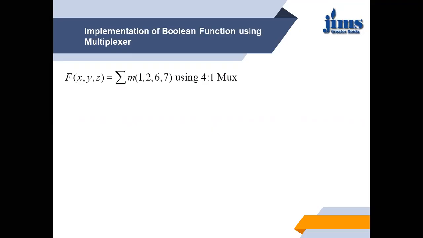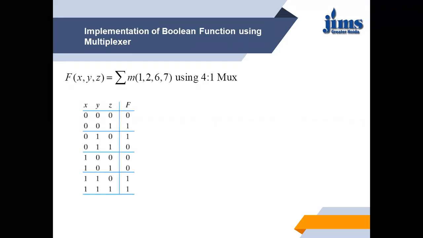So what we do, first we construct the truth table: x, y, z, three input lines, 8 combinations. Whichever is 1, that is 1, 2, 6, 7, these Boolean functions are 1. These are the minterms, and the rest are 0.